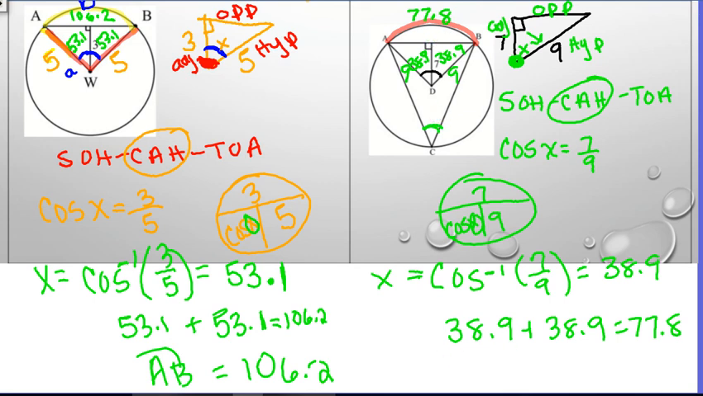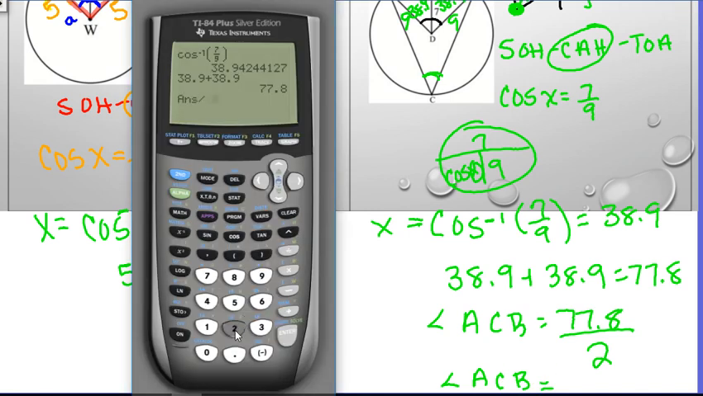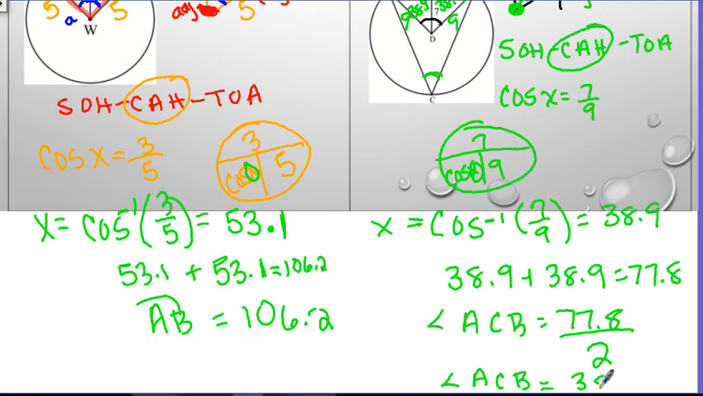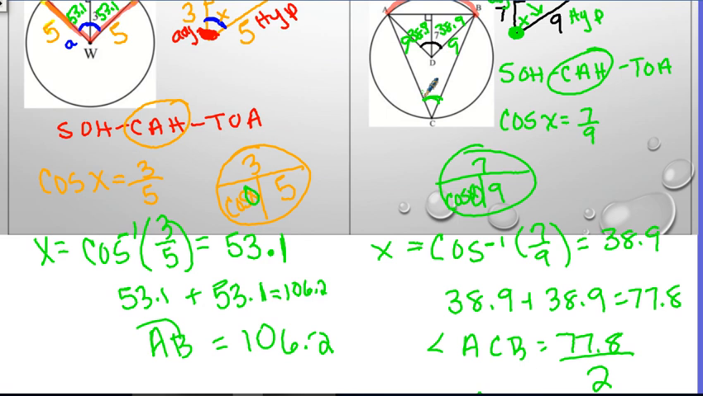So that means the measure of angle ACB is equal to 77.8 divided by 2. Divide this by 2, and that's 38.9. And we are finished. So this here, 38.9. And you got it.